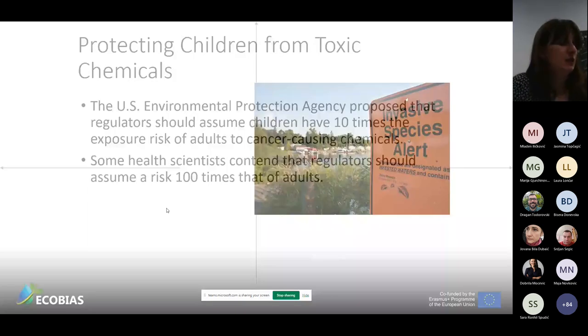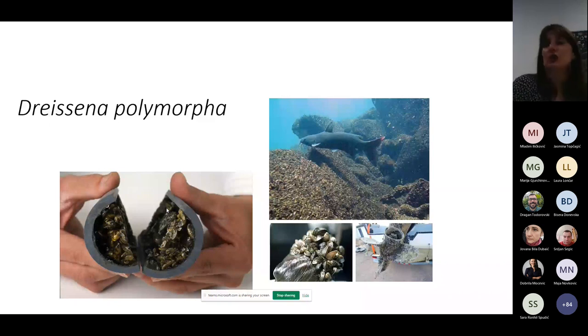And let me see what time it is. Yeah, we have to finish this first part of the session, but let's see first about invasive species.